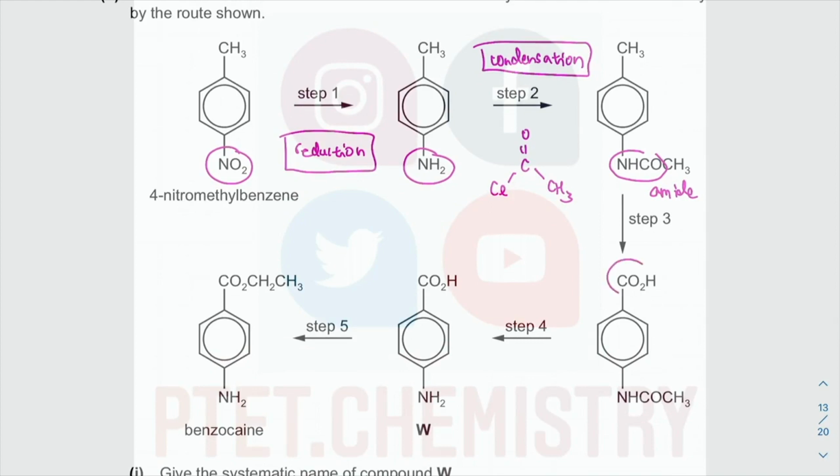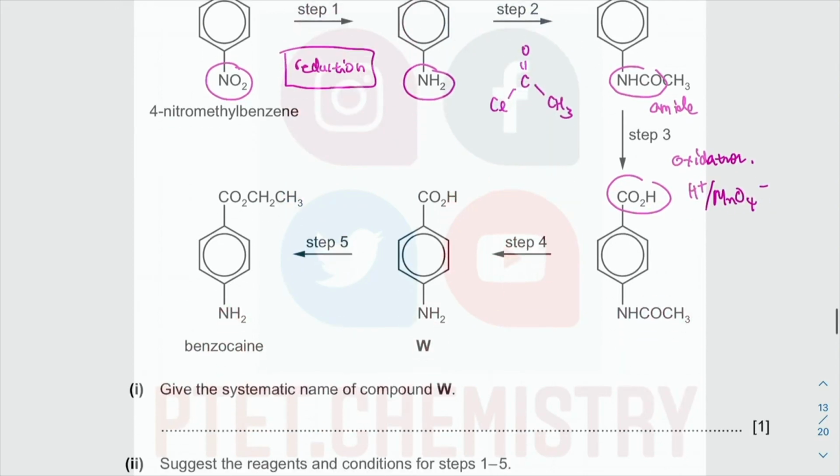And here you oxidize, so this is oxidation of the side chain of benzene. Okay, so this is specifically for the side chain of the benzene. You can oxidize it to carboxylic acid. That's using your acidified MnO4 minus. Okay, and then here this is an amide, and you're back to amine. So this is hydrolysis of amide.